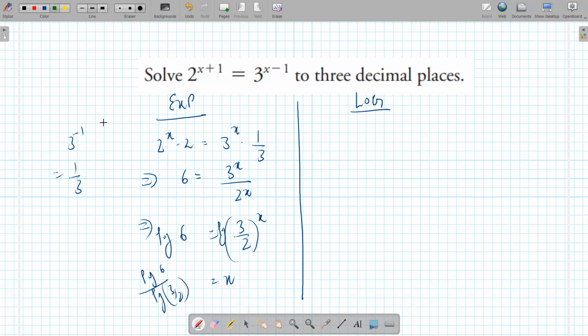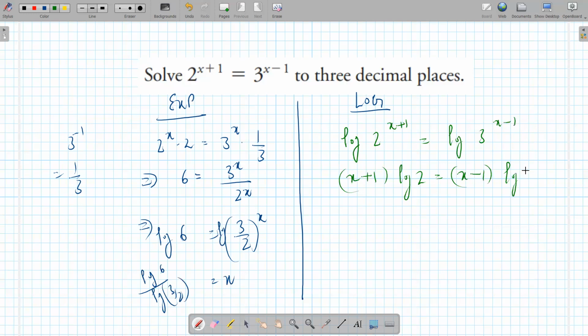So that's one way. Let's look at the other way. The other way, what we do is you straight up log on both sides because you have one item on the left, one item on the right. I think this one's slightly more complicated. So it becomes log of 2 to the x plus 1 equals log of 3 to the x minus 1. We're allowed to bring the exponents down like this. What do we do next? What would you do?